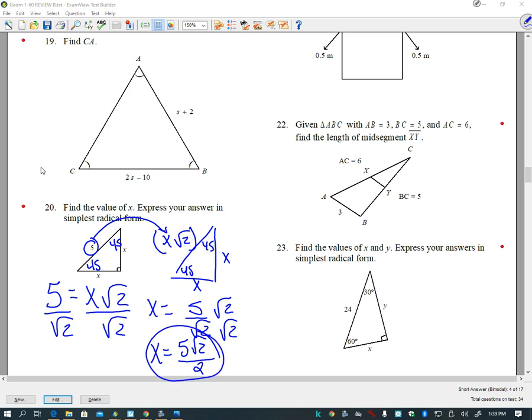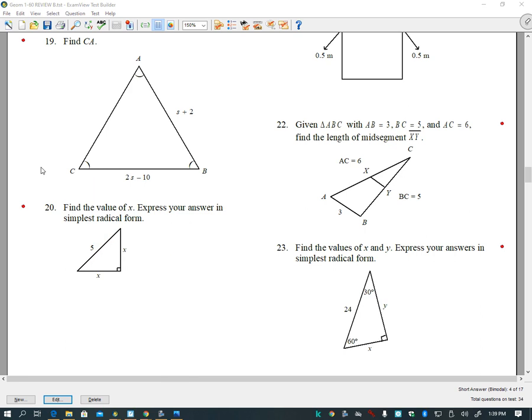Now, can we solve this without knowing that it's a 45, 45, 90 triangle? Can I solve this using the Pythagorean theorem? Yes. Do we need to see how? Okay. The part you need to be careful about here, so we're saying that x squared plus x squared equals what? 5 squared. But we need to finish this. What is x squared plus x squared?